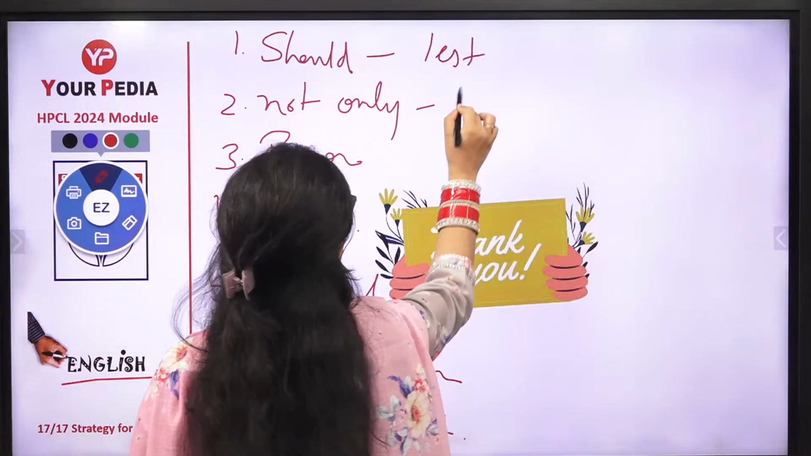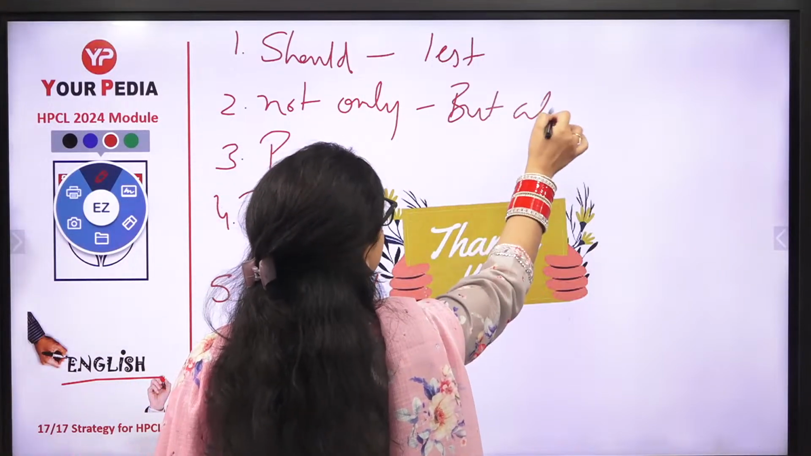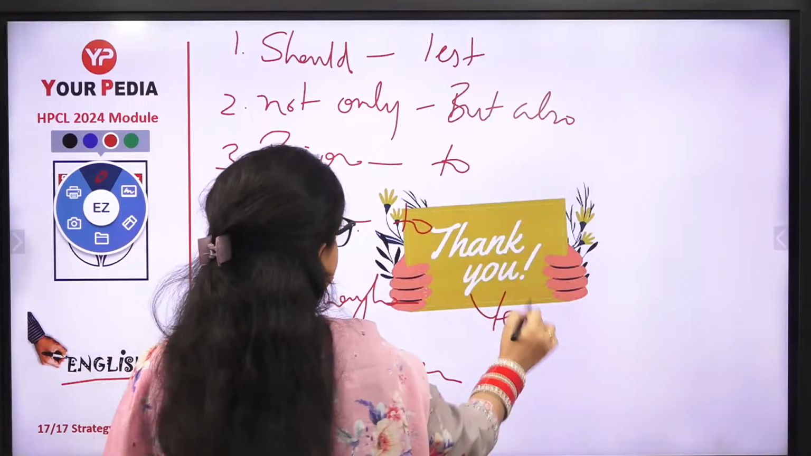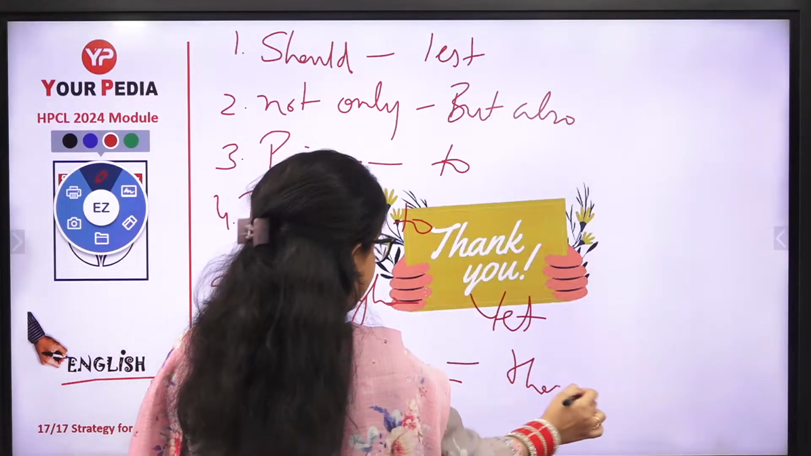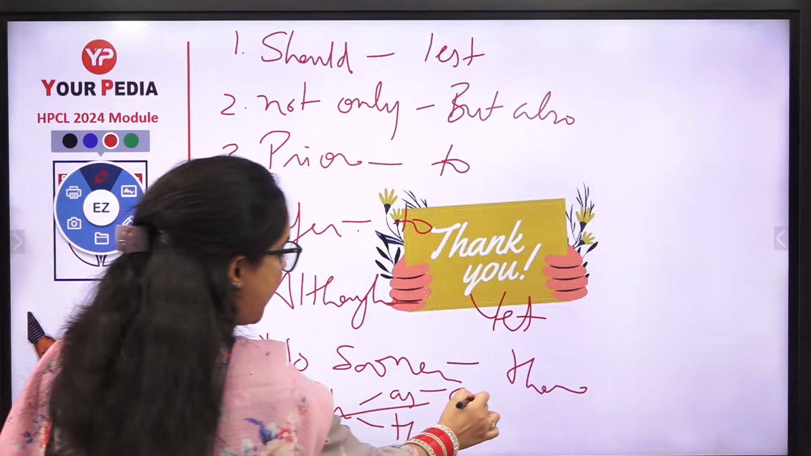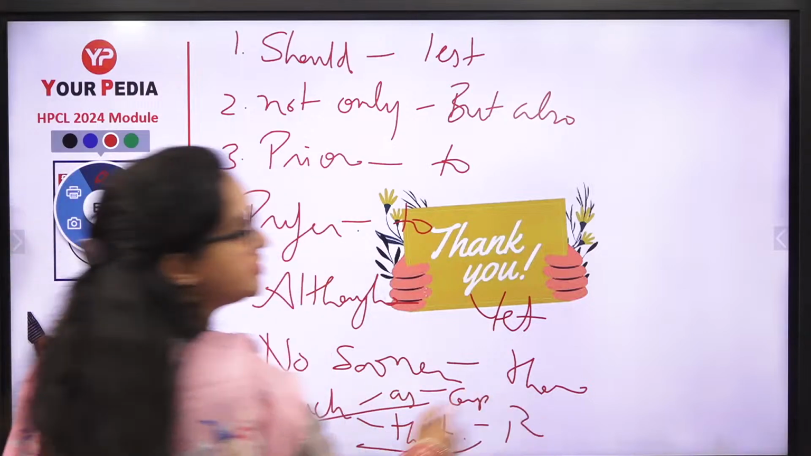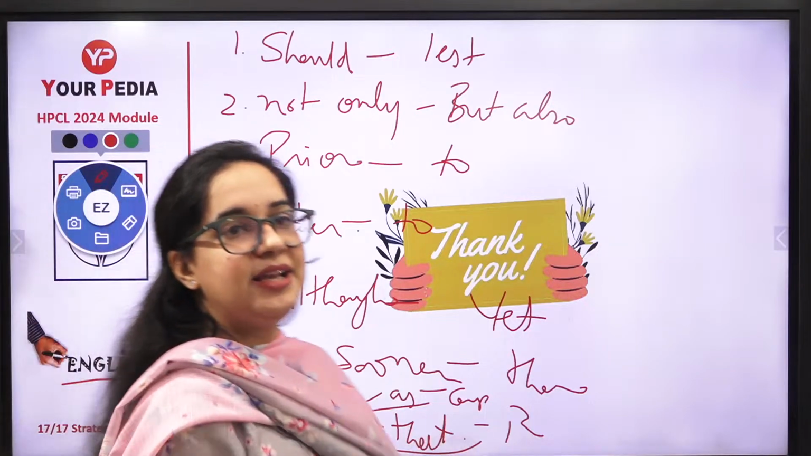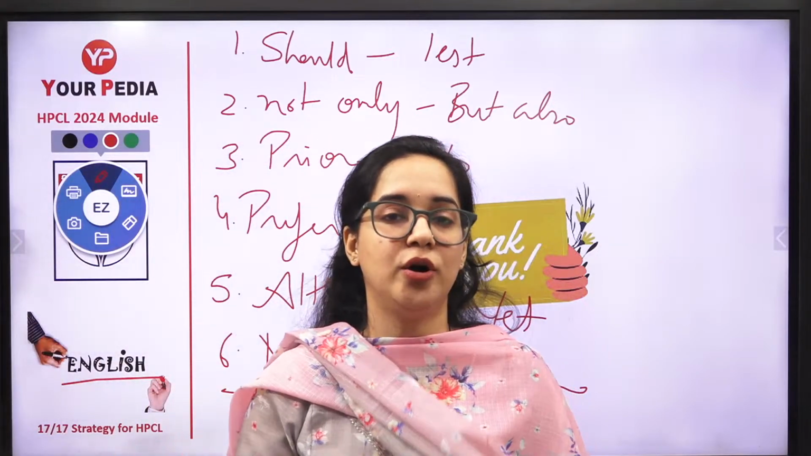See, what comes with "should"? "Lest" comes. What comes with "not only"? "But also". "Prior" goes with "to". "Prefer" goes with "to". "Although" goes with "yet". "No sooner" goes with "than". "Such as" is for comparison. "Such that" is for reason. This is something we talk about while comparing, while clearing out the important rules.